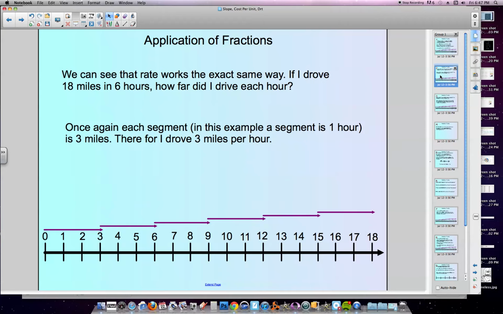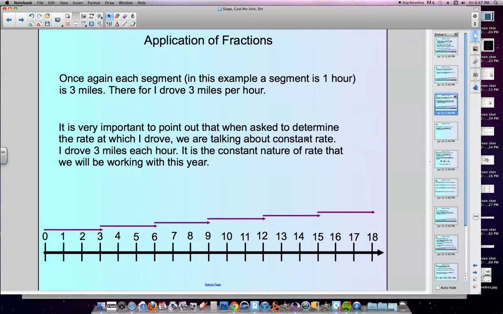Well, the same concept applies to rate. Let's say that I drove 18 miles in 6 hours, and I want to figure out how far I drove in each hour. It was 18 miles in 6 hours, and it's important to mention we're talking about if I was driving at the same speed the whole time. Let's divide that 18 miles into 6 equal segments. Each segment is 3, so each hour, 1, 2, 3, 4, 5, 6, I drove 3 miles, then another 3, then another 3. And this is sort of how we define rate. I drove 3 miles per hour. For every hour, I drove 3 miles. Great.